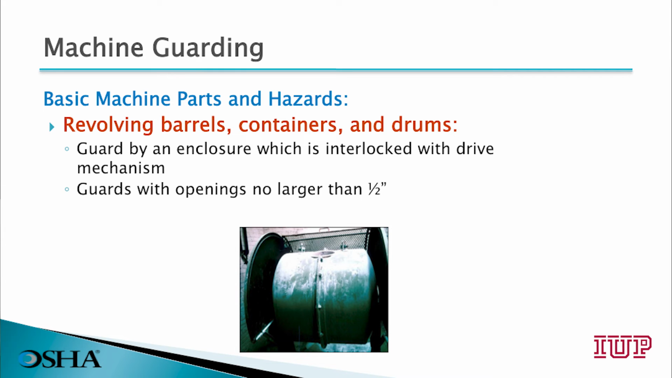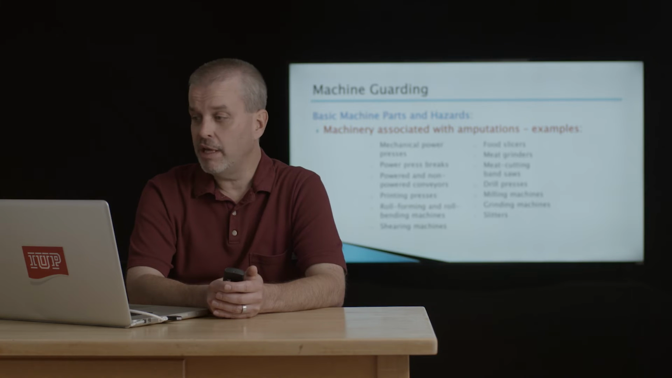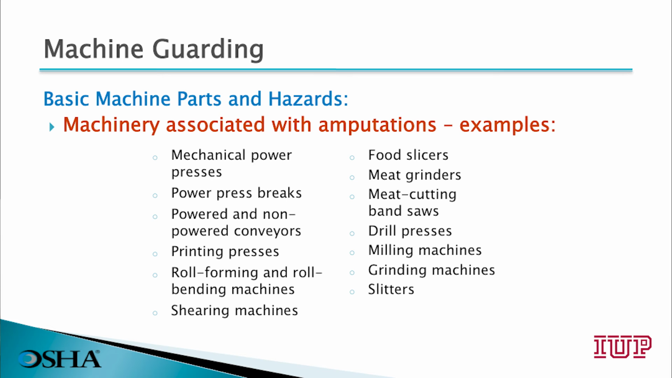This equipment is guarded by an enclosure which has an interlock and a drive mechanism, and these guards cannot have openings any larger than 1/2 inch. Common machinery associated with an amputation hazard include mechanical power presses and press brakes, printing presses, roll forming, shearing machines, slicers, drill presses, saws, and grinding machines.